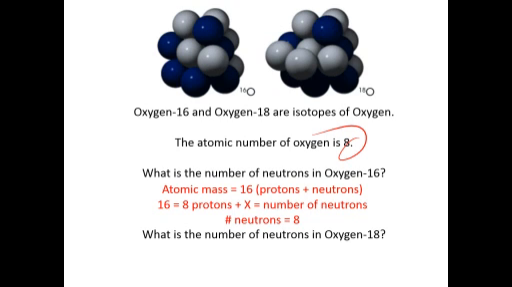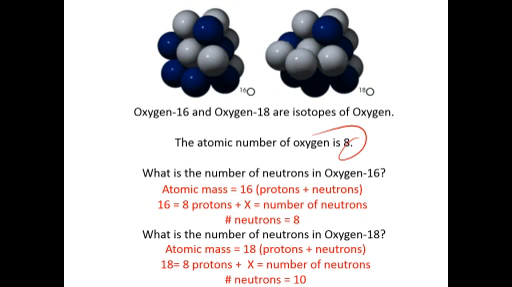Oxygen 18, atomic mass of 18, minus the number of protons, 8, gives you 10 neutrons. So oxygen 18 has 2 more neutrons than oxygen 16.